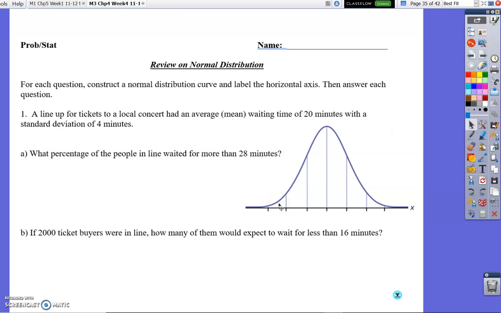All right, so we're going to be talking about normal distribution. And we've already talked about this. We've done a lot of things with it. This is just a quick hit of what to do now.